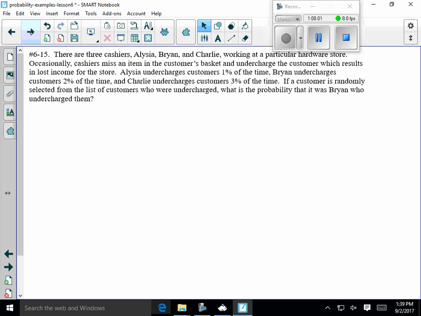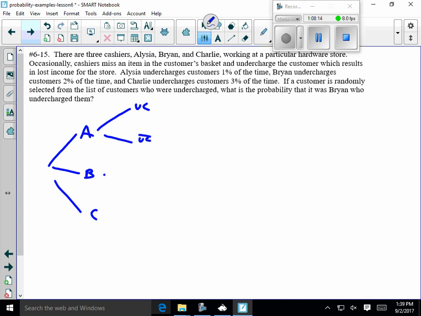All right. Again, I think this is a tree problem. You could have Alicia, Brian, or Charlie that waited on people here. And if Alicia works with them, you could undercharge or not undercharge. Same for the others. And the chances are 1% for Alicia, 2% for Brian, 3% for Charlie.